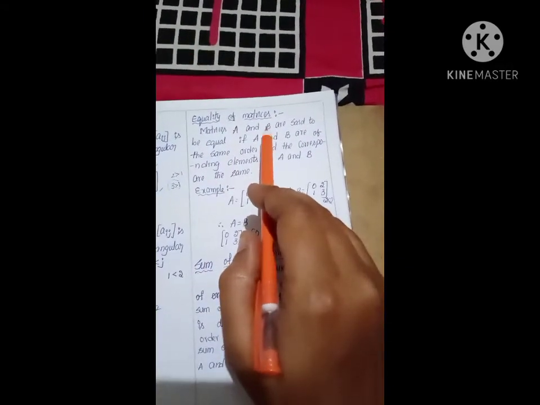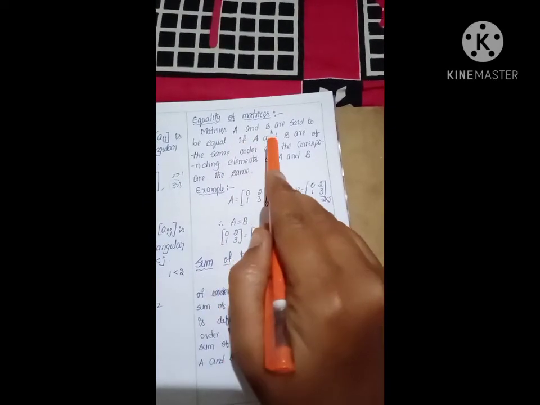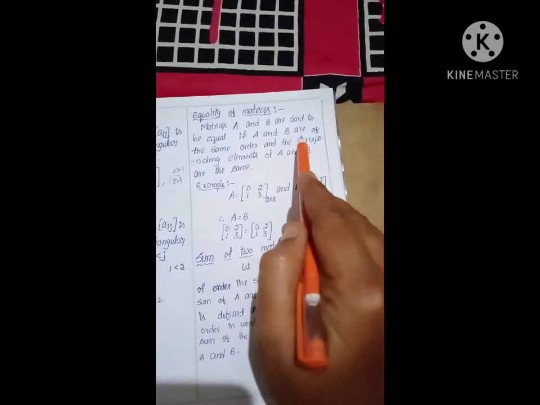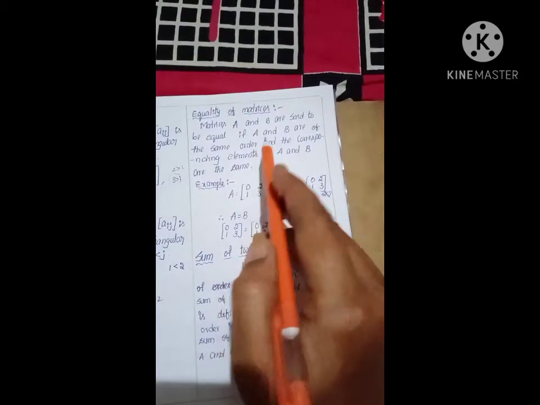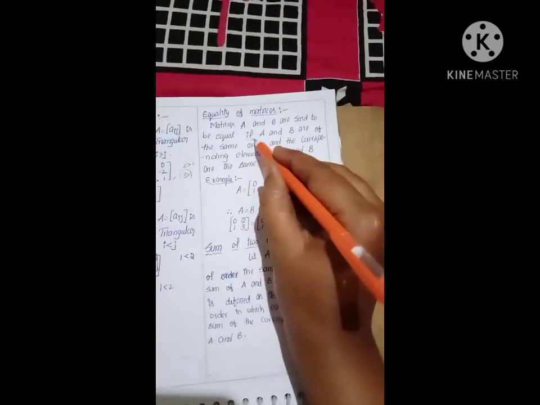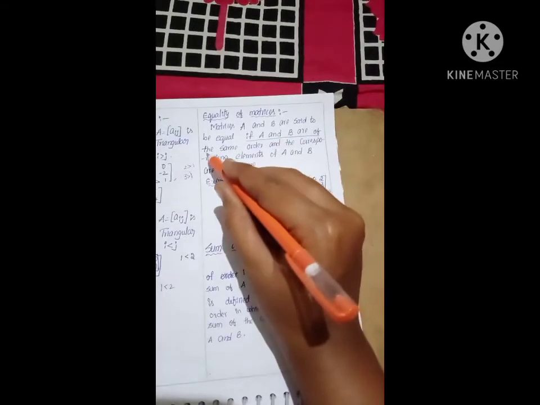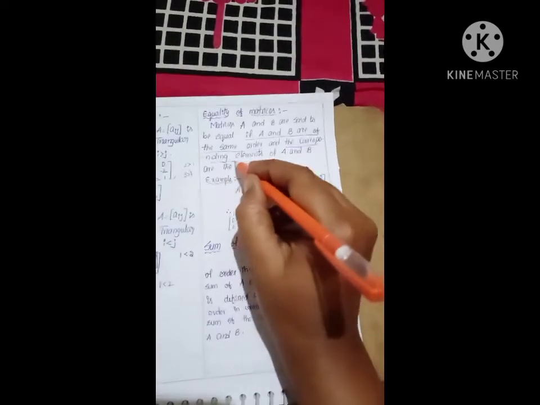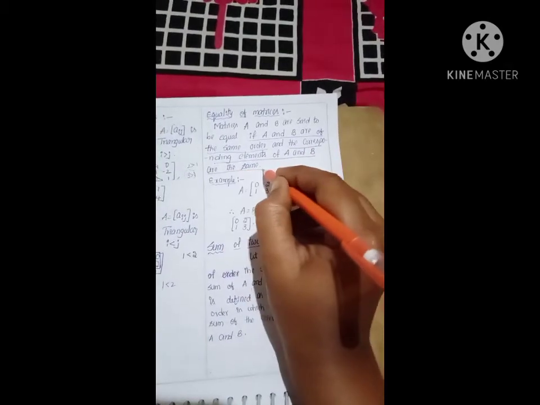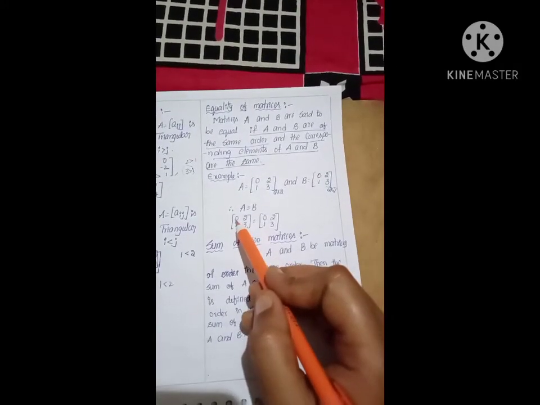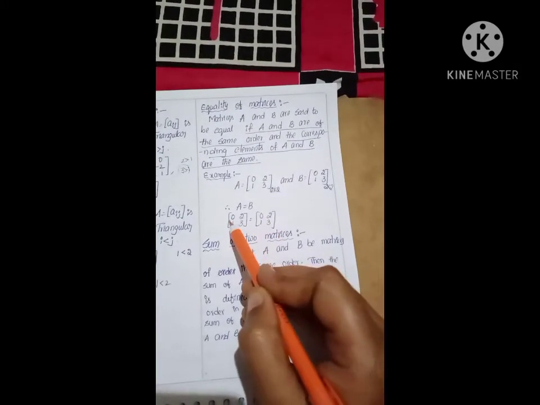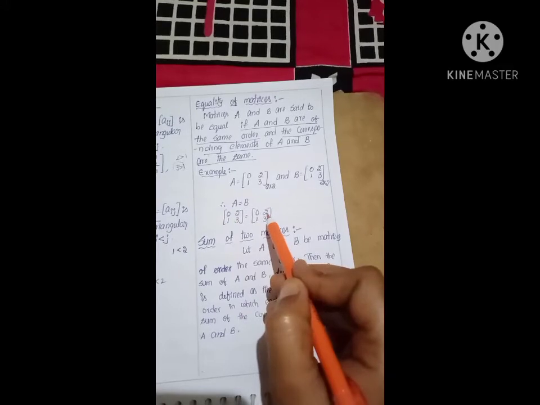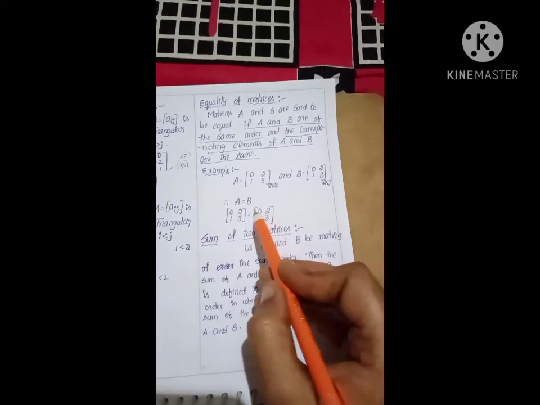Equality of matrices. Matrices A and B are said to be equal if A and B are of the same order, and the corresponding elements of A and B are the same. Corresponding elements means, see here, 0 equal to 0. First element, in first row, first column. First row, second column. Okay, this is corresponding elements.